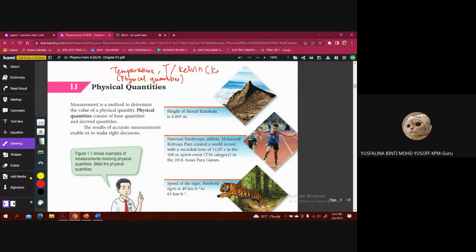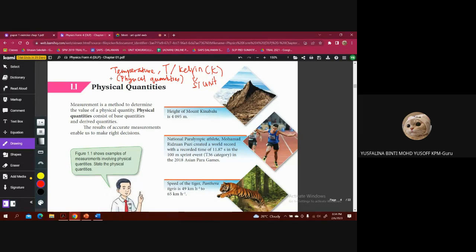I noticed that some of you, when they ask what the physical quantity is, and the answer is velocity, you put ms negative 1. That is if they ask you for the SI unit. If they ask for the physical quantity, it means what does it measure? It measures temperature. It measures length. It measures time. So that is a physical quantity.